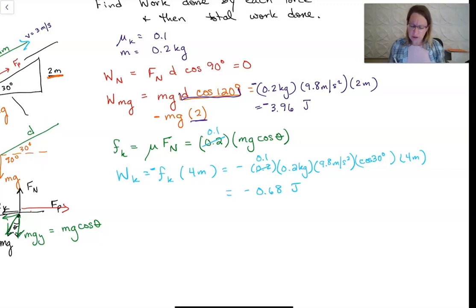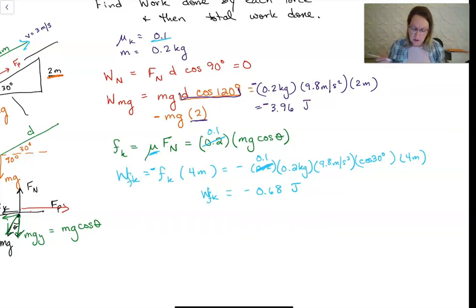Okay, so I wrote down the wrong value for mu. I had it confused with the mass, so that should be a 0.1 there, which I've had to change in the second equation. When I put this on the calculator, I get 0.68. So that's the work due to the kinetic friction.